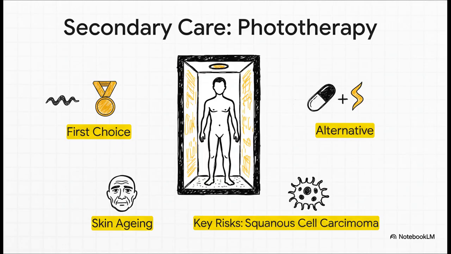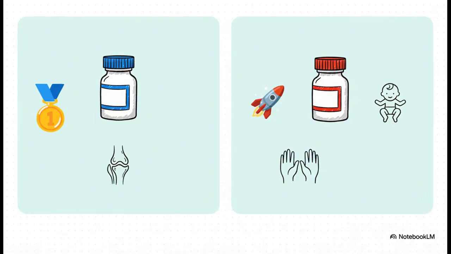Of course, there are risks you have to counsel patients about, namely premature skin aging and a higher risk of squamous cell carcinoma down the line. When even phototherapy isn't enough, we start looking at systemic non-biologics. Methotrexate is generally your go-to, your first-line choice, especially if the patient also has psoriatic arthritis.